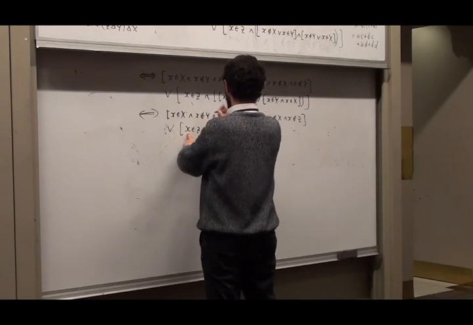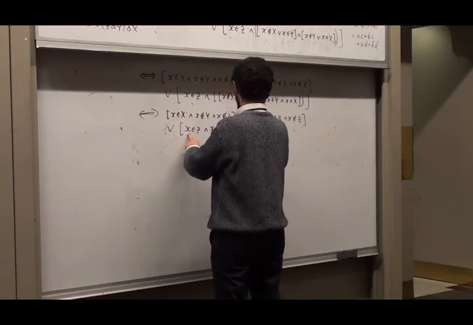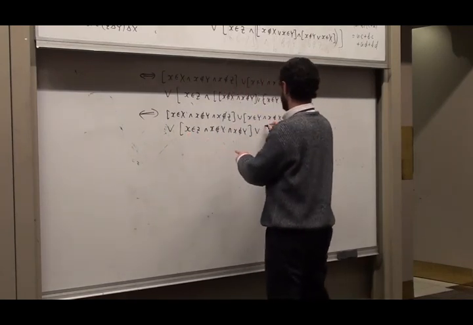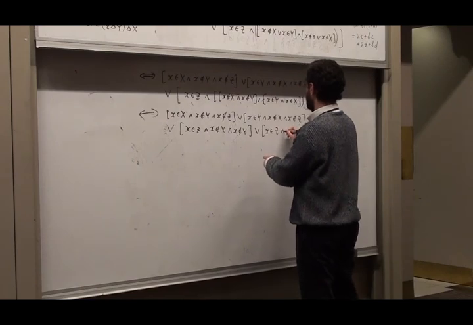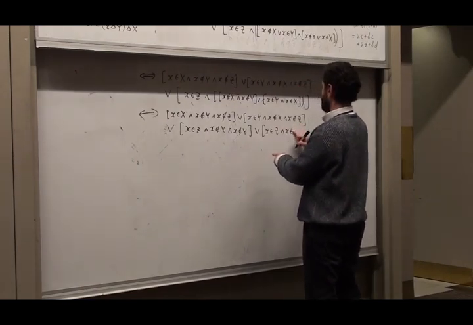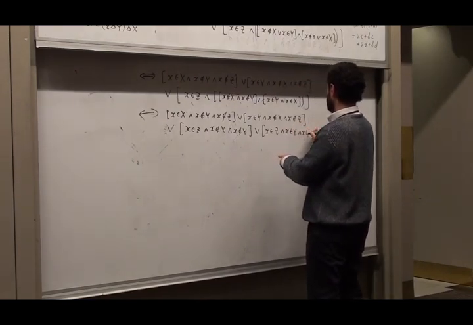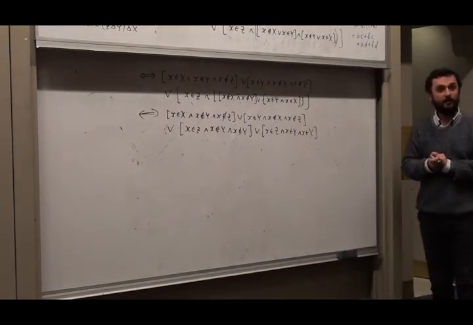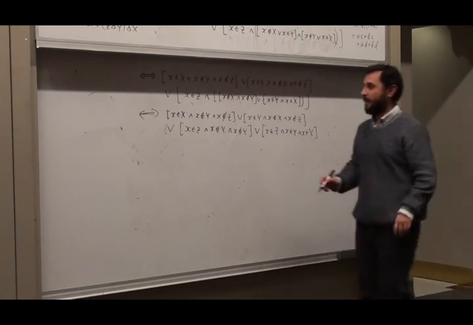So x is in z, and x is not in x, and x is not in y. Or x is in z, and x is in y, and x is in x. Right? This is what we get.